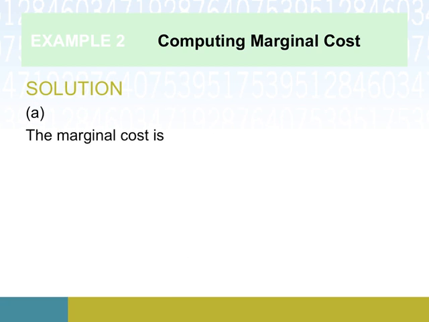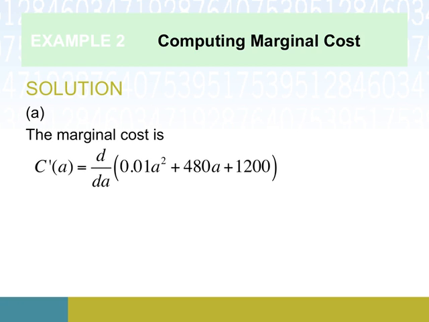So part A. The marginal cost, we were told, is the derivative, the rate of change in our cost function. So C prime: we would take the derivative with respect to A of this whole deal. That's not so bad. We've been doing stuff like that for a little bit. So the power rule would bring the 2 down. We'd have 0.02A, plus 480, and then the A would be gone, and so would this constant.